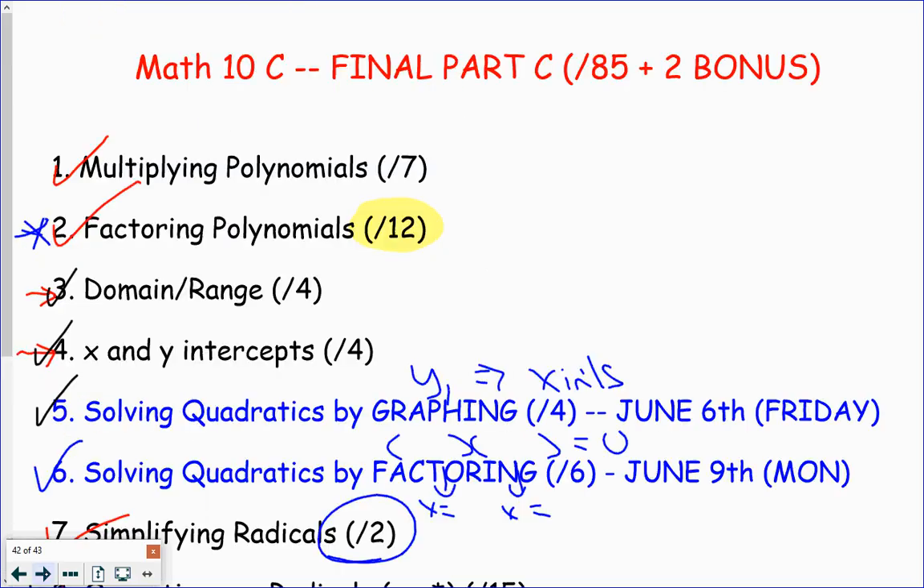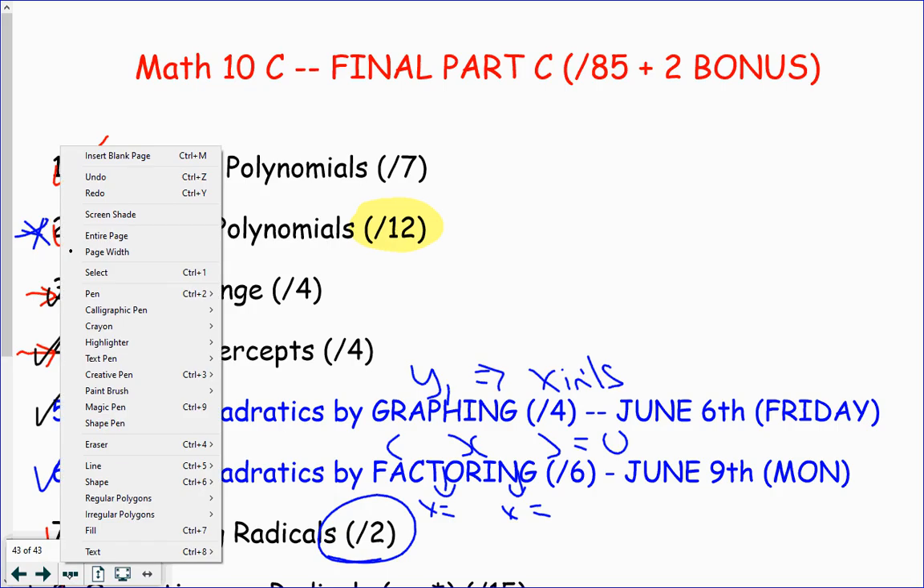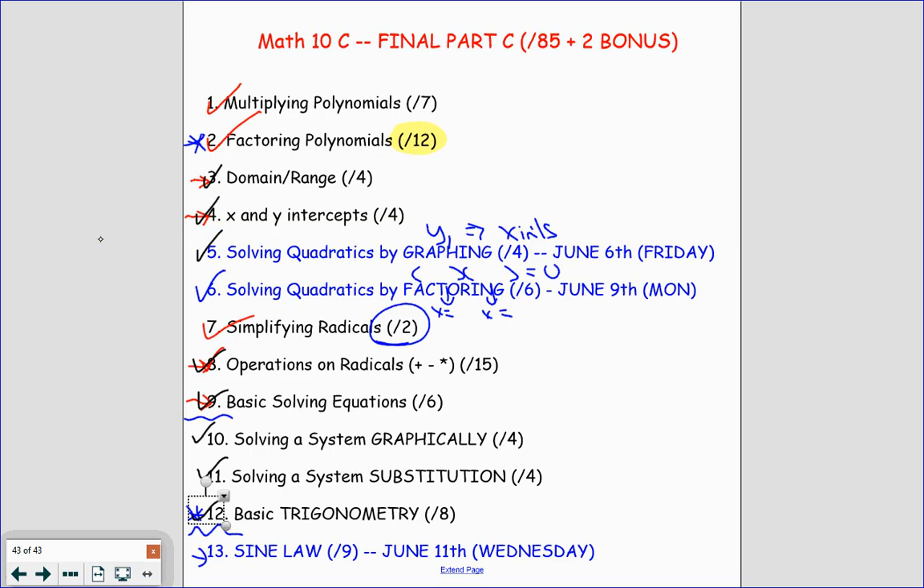So here is the final exam. We just worked through sine law. Now, a couple of things. I took this down from being 9 marks to actually being only 4. What happened to the other 5 marks? The other 5 marks are your bonus.